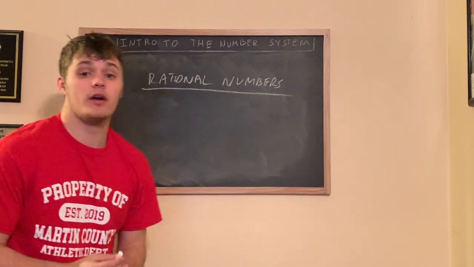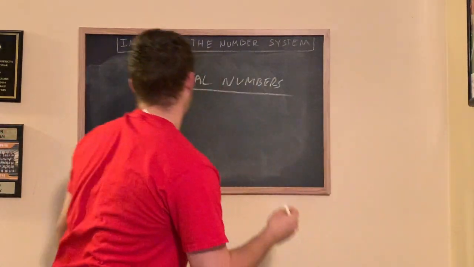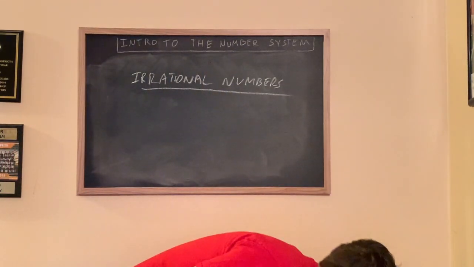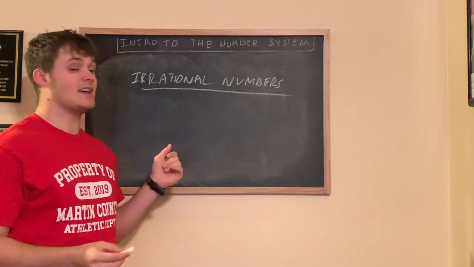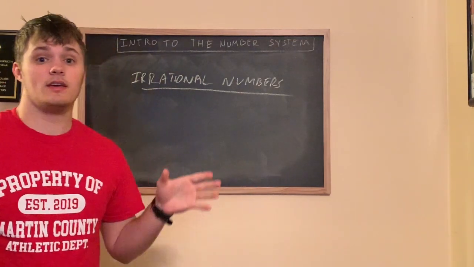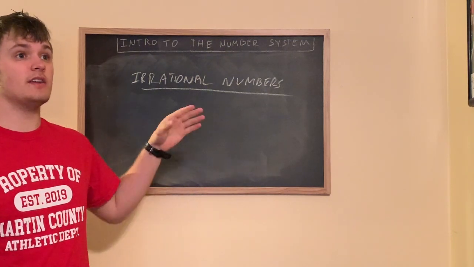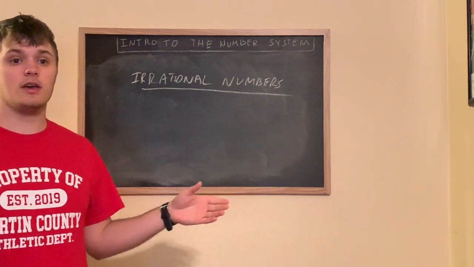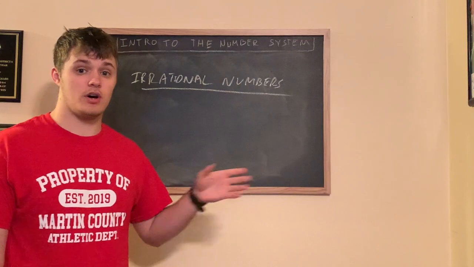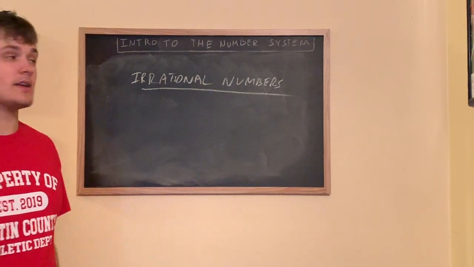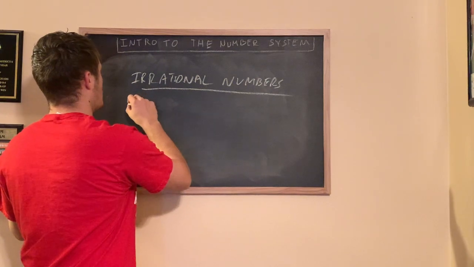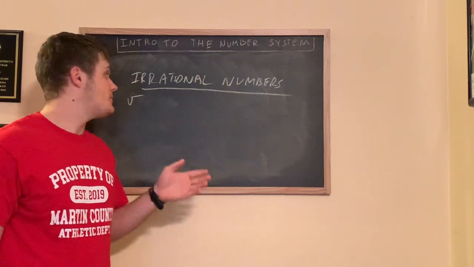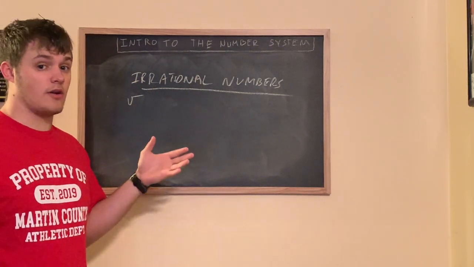Now, an irrational number. I'm just going to put an R up there. An irrational number is a number that doesn't terminate or repeat. It goes on and on forever, and it can't be represented as a fraction. So it's a decimal that goes on and never stops. It's non-terminating and non-repeating. An example of this would be the square root of any non-perfect square. If it's not a perfect square, then it's an irrational number.